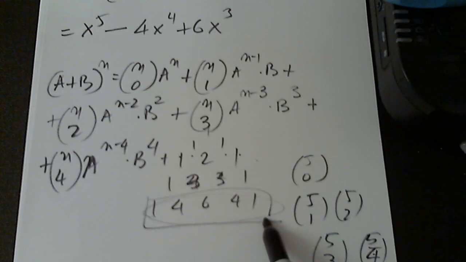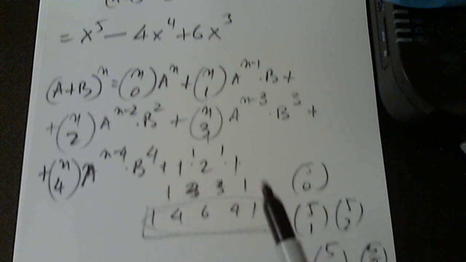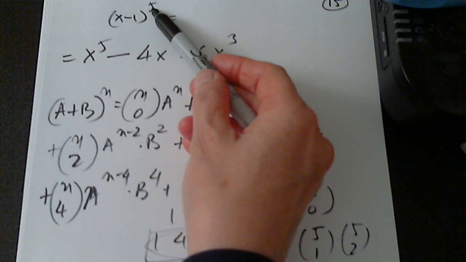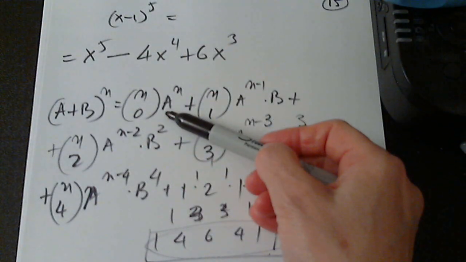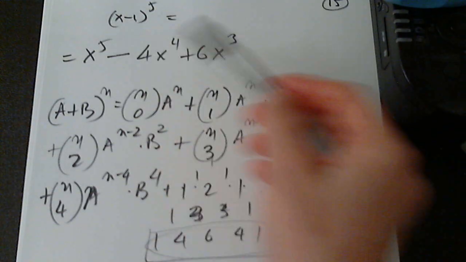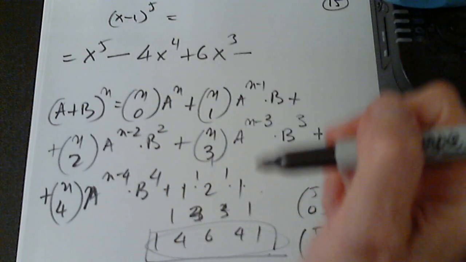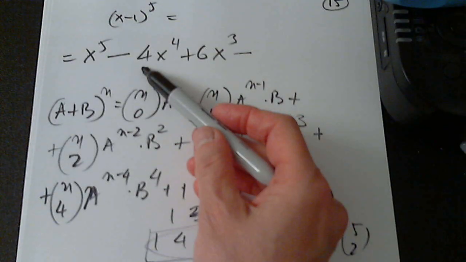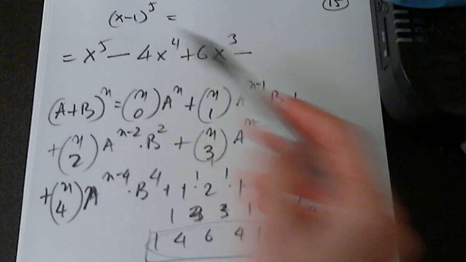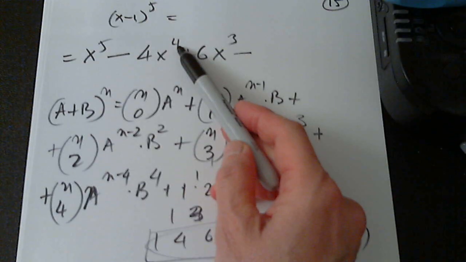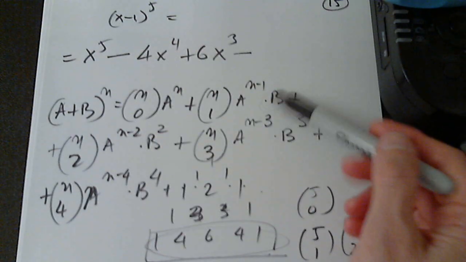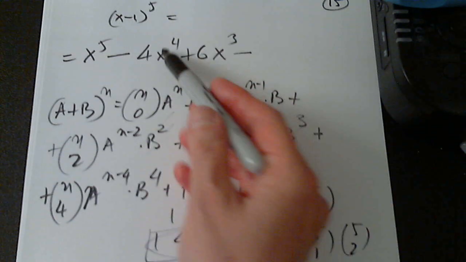Since I already have the coefficients determined with Pascal's triangle, this is 1 times x to the 5th. Because it's minus, I have to alternate the signs. And choose 1, I already have it, it's 4. And the power of the first term has to decrease from 5 to 4. There is nothing else, so I don't have a b, that's why b is gone, because it's 1.